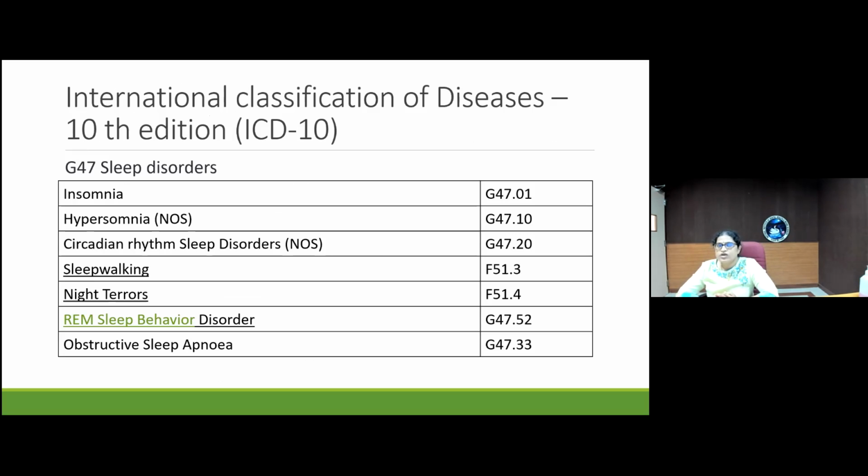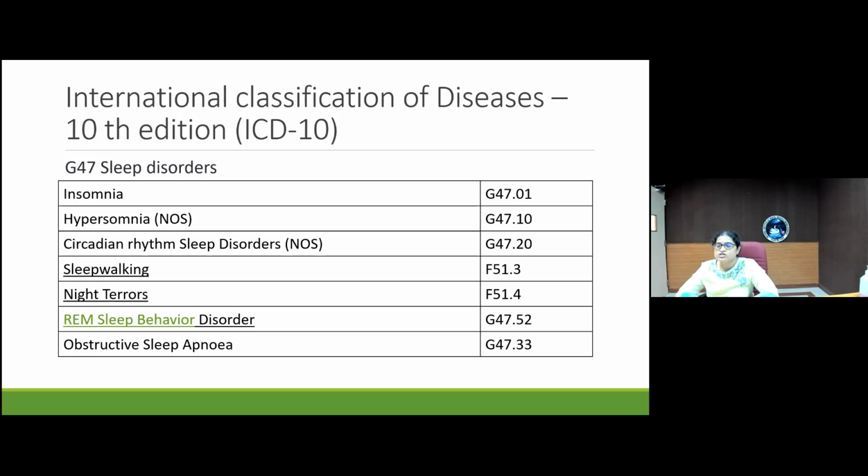G47 is the code wherein sleep disorders are described. In addition, psychiatric disorders are also quite often seen with sleep disorders. So certain disorders are classified under mental and behavioral disorders of ICD-10. So insomnia is G47, hypersomnia G47.10, circadian rhythm sleep disorders G47.20, sleepwalking, which is a parasomnia, comes under F51, which comes under mental and behavioral disorders. Night terrors come under F51.4, again under mental and behavioral disorders of ICD.